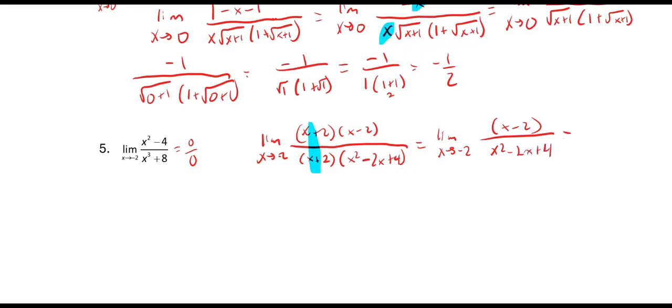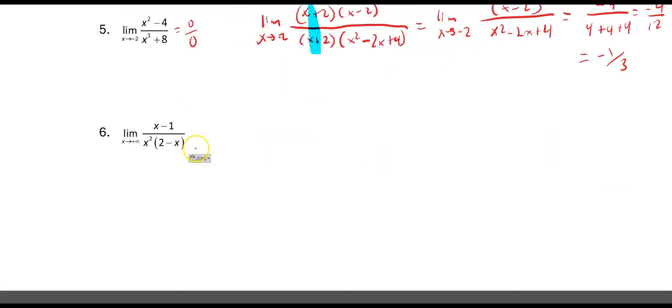So now let's fake plug in now. So -2 minus 2 is -4. And -2 squared is 4. Plus 4 plus 4. All right, so we get -4 over 12, which is -1/3. This is just in behavior model, but because it goes to infinity, this is in behavior model.